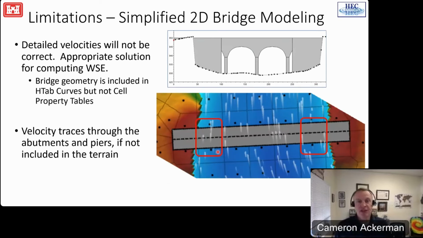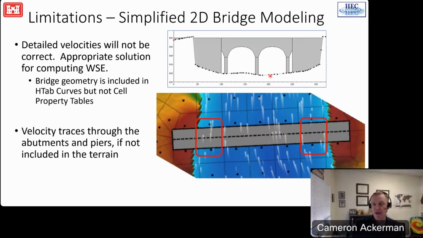Okay, so what's the limitation with this approach? We originally labeled this as a simplified 2D bridge modeling approach, and that's how we often talk about it. And it's simplified because what we're doing is we're taking this geometry and we're applying a tailwater and flow to get a headwater and developing a simple set of rating curves that we can look up later on the solution.